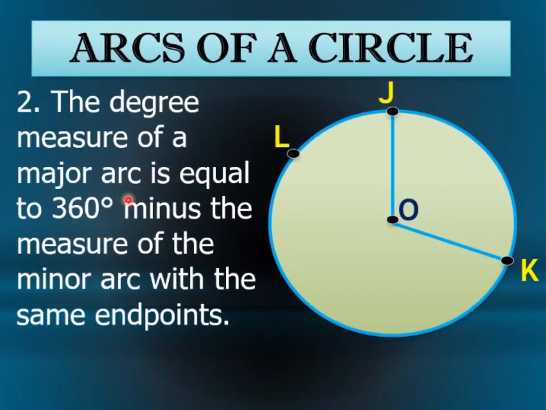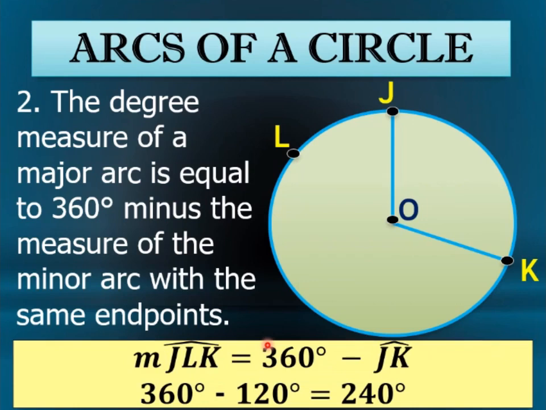The degree measure of a major arc is equal to 360 degrees minus the measure of the minor arc with the same endpoints. So the measure of the arc JLK, which is a major arc, is equal to 360 degrees minus the measure of the arc JK. The measure of the arc JK is 120 degrees. So we have 360 degrees minus 120 degrees is equal to 240 degrees.